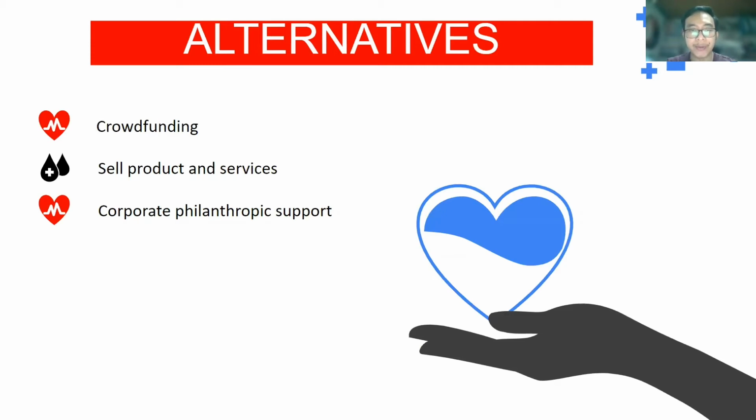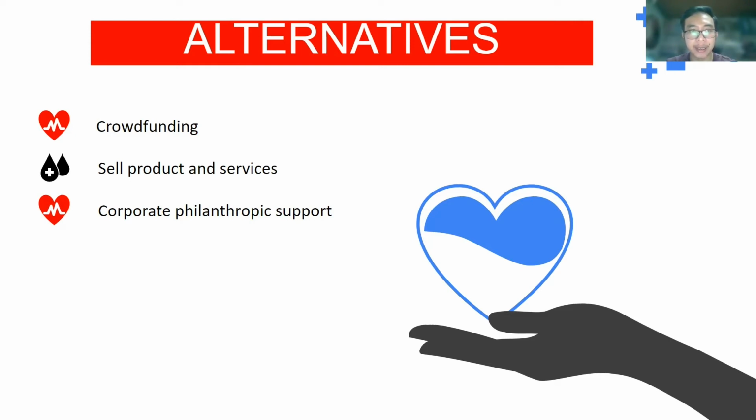So, based on the TOWS matrix, we have chosen 3 best alternatives that can possibly be done by LLS to solve the funding issues. The first one is crowdfunding via online platform. LLS can raise money by taking advantage of the increasing internet penetration and smartphone usage, as people nowadays get news and anything important via their phone only.